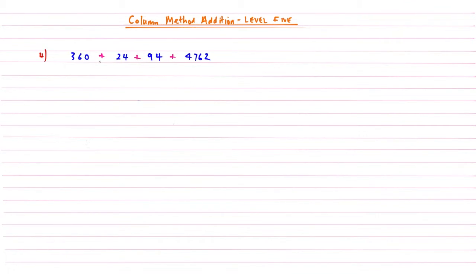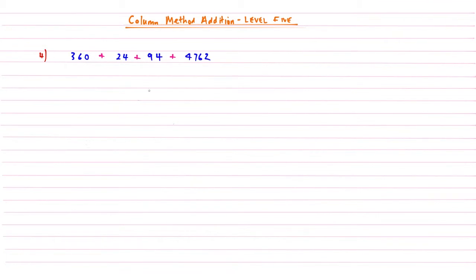Okay then, so here is example number 4. And here is a question where there's now 4 numbers written in a row that we need to add together. Now again, from example number 3, all we do is stack these on top of one another and then just answer them as we would usually by adding up each column.